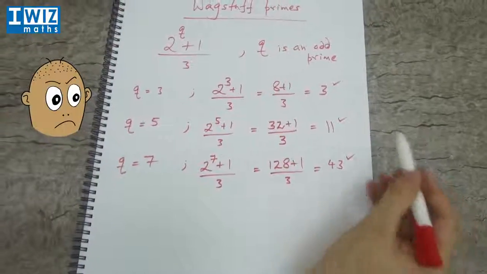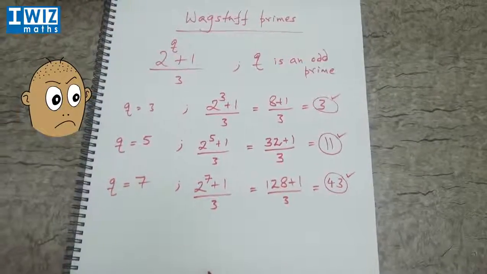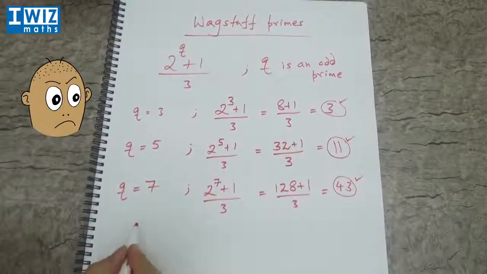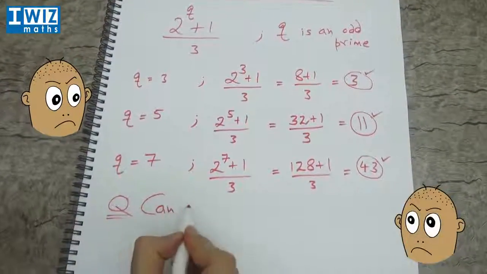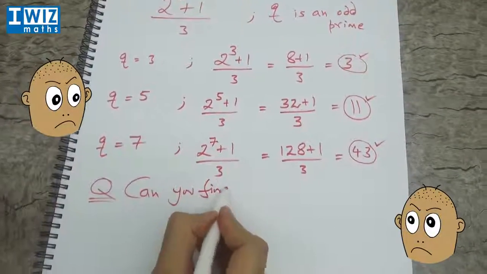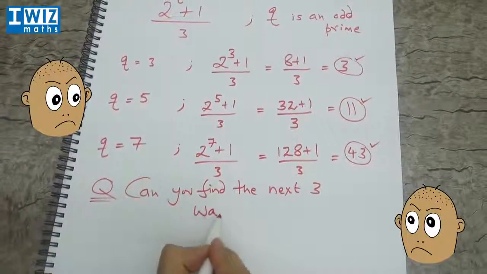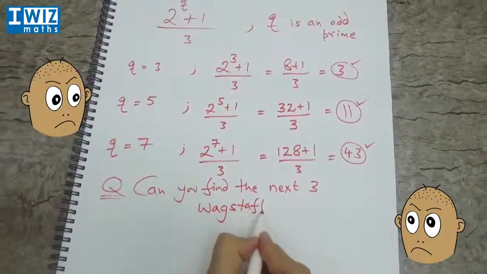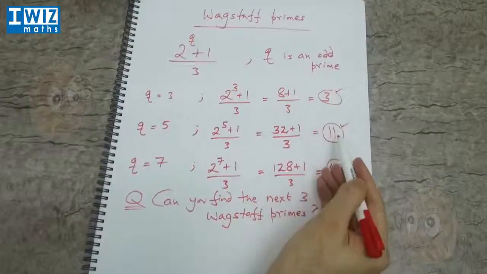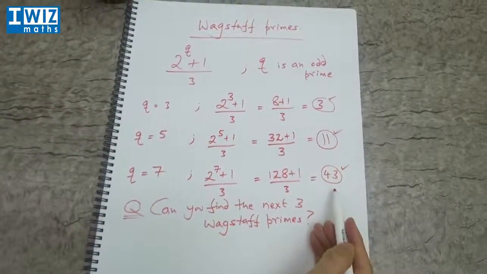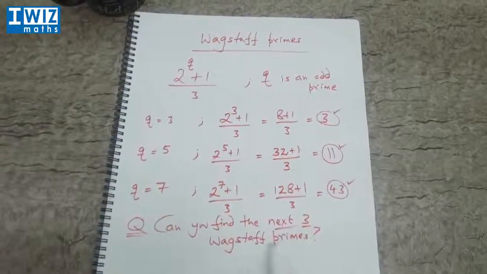So essentially we've got the first 3 Wagstaff primes, and in our usual way we'll leave you with a question. The question will be the following. Can you find the next 3 Wagstaff primes? Okay, so that's the question we're going to leave you with. We found the first 3 Wagstaff primes, which are 3, 11 and 43, and can you go ahead and find the next 3 Wagstaff primes?